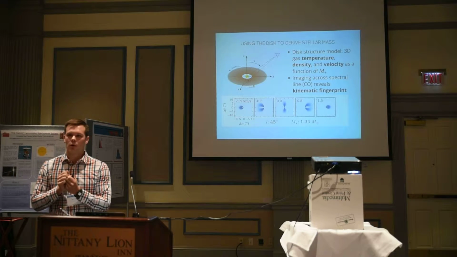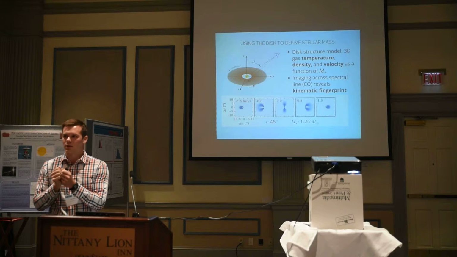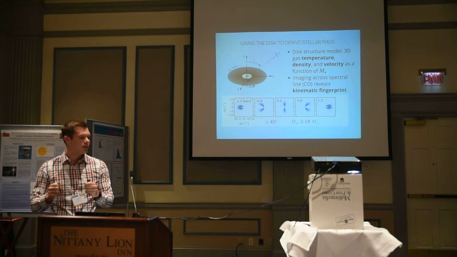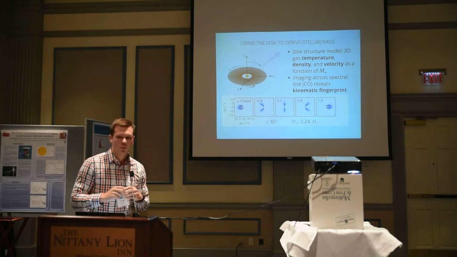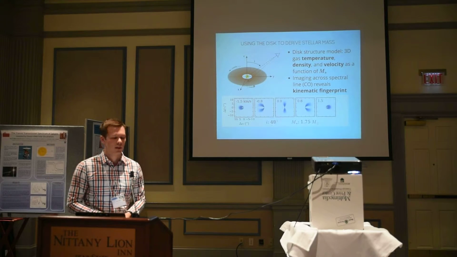If you go to lower mass, you can see that the emission is more centrally concentrated. It's not as high velocity. As you go to higher mass, you can see that there's more emission in line tails at higher velocity channels.